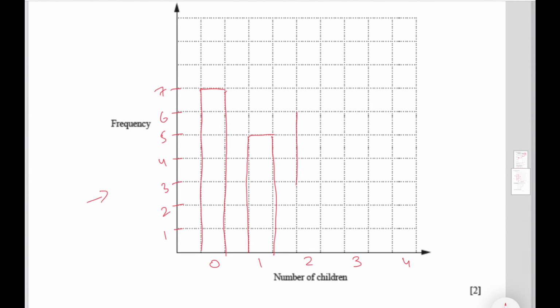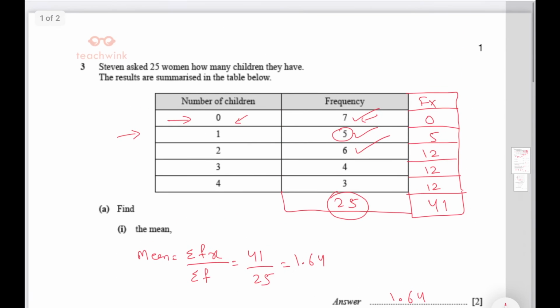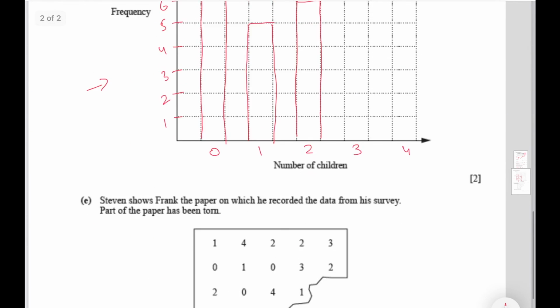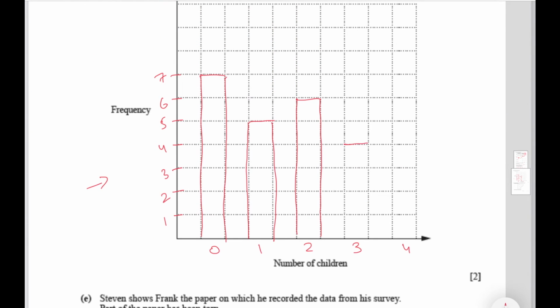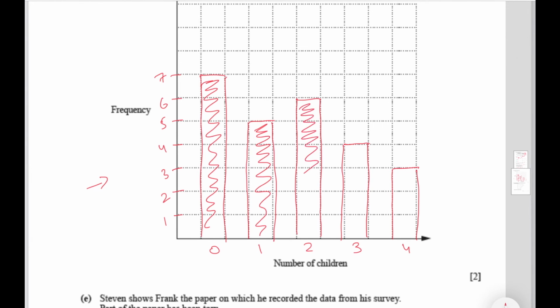So we draw another bar over here. Okay, how many have 3 children? There are 4 women. So we draw a bar all the way up till 4. And then how many have 4 children? I think there were 3 of them. Yeah. Okay. So this is the bar graph. I'll shade these in order for us to make this visible. Okay. This completes part D.